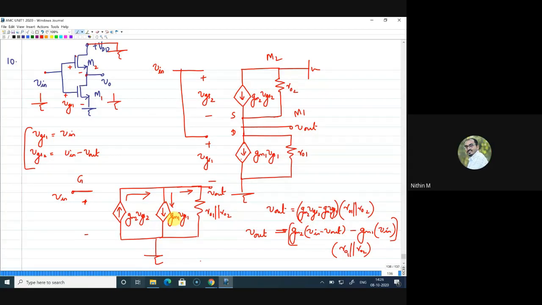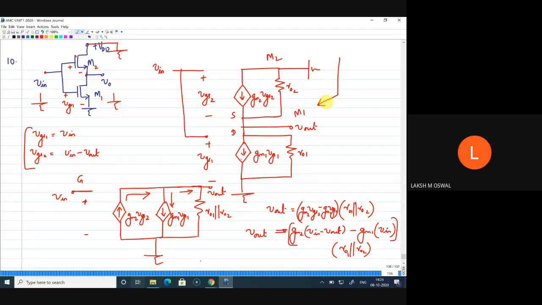Yes, go ahead. Where is the source, sir? The source of the MOSFET, sir. Yeah, so is this diagram clear?